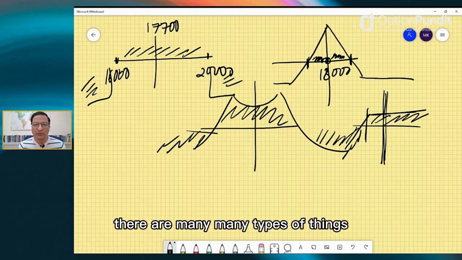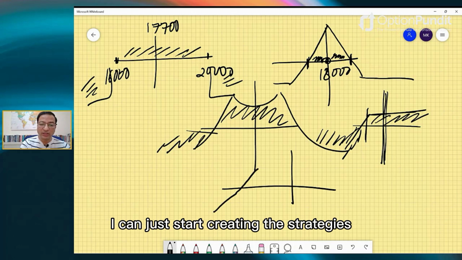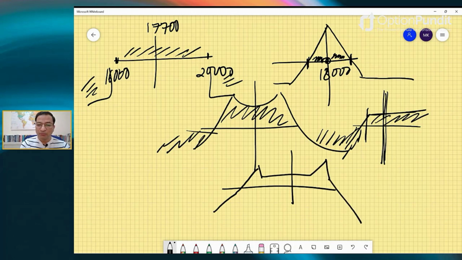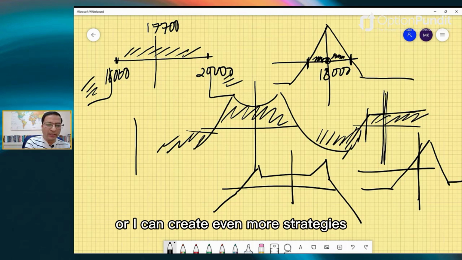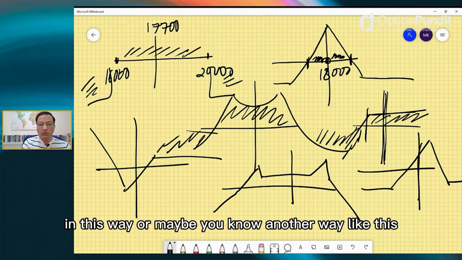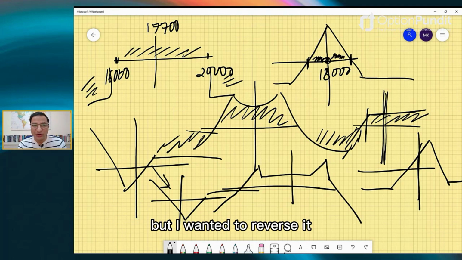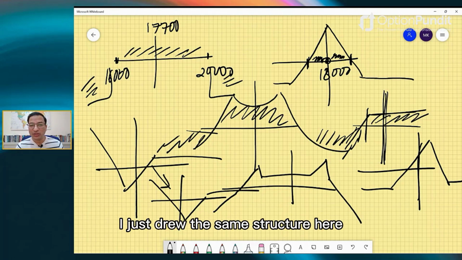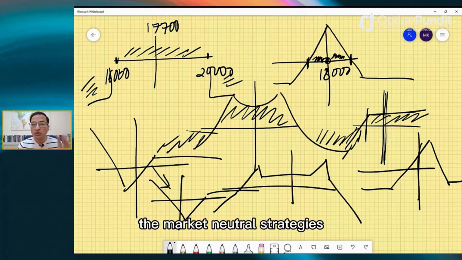There are many types of things that can be created. For example, I can start creating strategies which are going to make money like this, or I can create strategies like this, or I can create even more strategies which are going to profit hugely in this way, or maybe another way like this, which in this case happens to be similar, but I wanted to reverse it. I just drew the same structure here. So there are many ways for you to look at how you can create market neutral strategies.